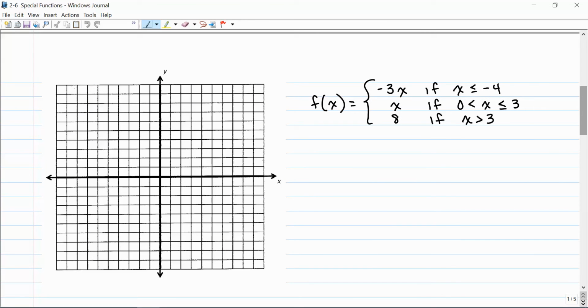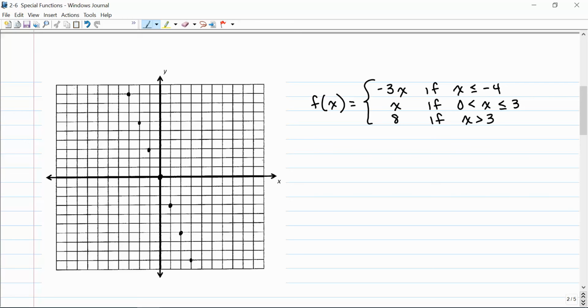Okay, so remember this just means y equals each one of these parts. So let's start by taking a look at what y equals negative 3x looks like. So our y-intercept is 0, and that means I go down 3 and right 1, and down 3 and right 1, or up 3 and left 1. And if I were to connect the dots here, that would be the line y equals negative 3x. But I only need the part of this line where x is less than or equal to negative 4. And right here, x is negative 4.